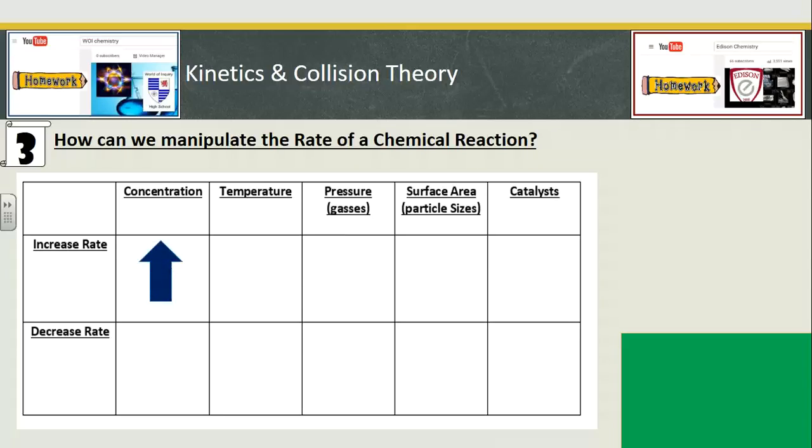How can we manipulate the rate of a chemical reaction? Let's see. If we want to increase the rate of reaction, make it go faster, we should increase the concentration of the reactants. More stuff in there, the faster they're going to react because they're going to hit each other more often. If we want to slow the reaction down, we have to decrease the concentration of the reactants. If there are fewer particles around to react, the reaction will go slower.